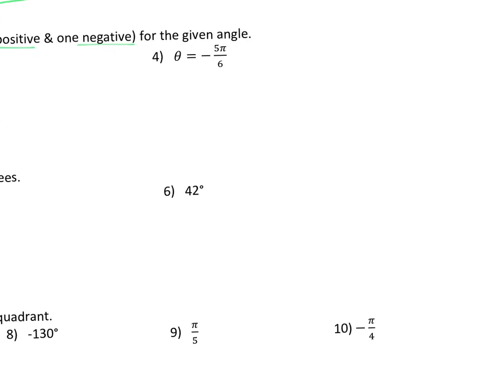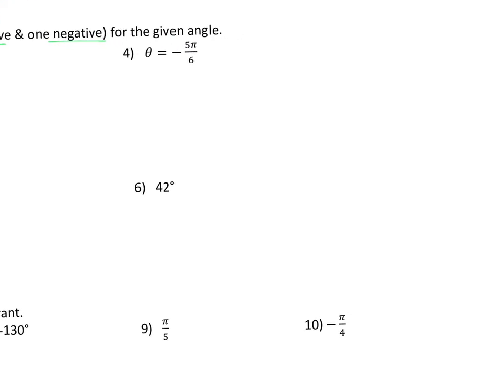Now for the next one, this one's a little bit different because it is in radians. So I have negative 5 pi over 6. First off, I'm going to try to get a positive coterminal angle by adding 2 pi. Now this one's not a fraction, so I'm going to put it over 1 to make it a fraction. So I can make the denominator both a 6 if I multiply this side by a 6.